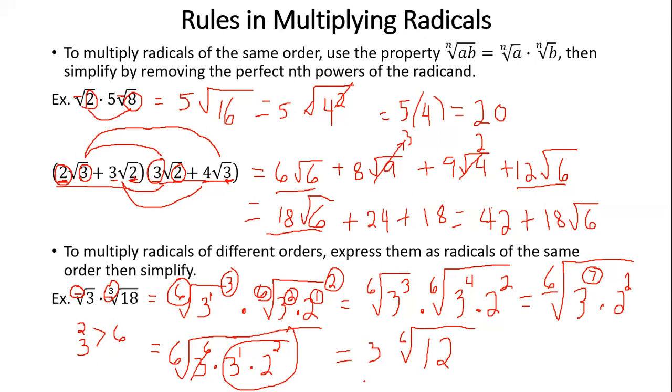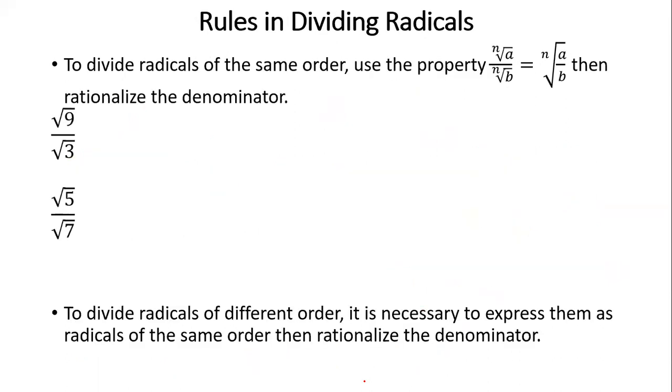Okay? Next one. Rules in dividing radicals. So, division na po tayo. To divide radicals of the same order, use the property nth root of a divided by nth root of b equals the nth root of a divided by b. Then rationalize the denominator.